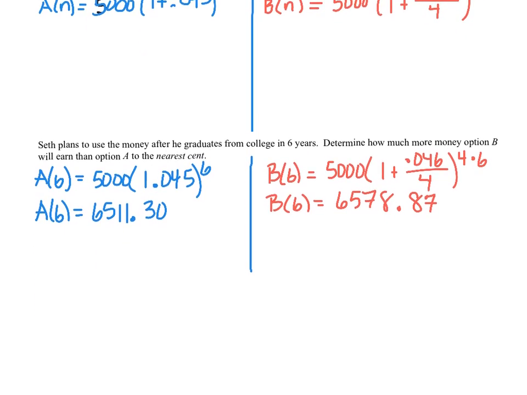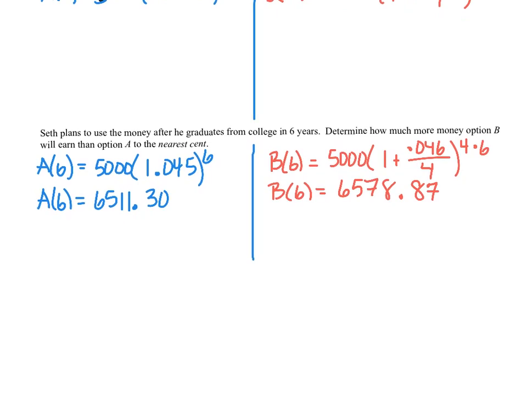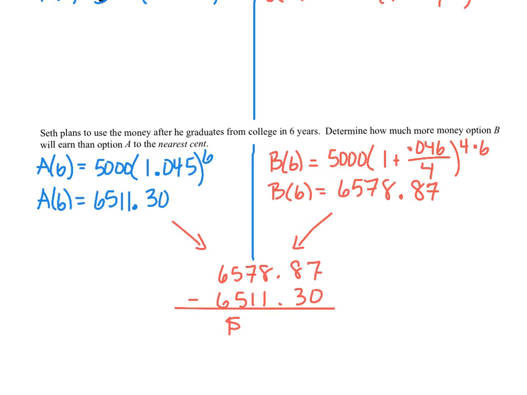Okay, so let's just squeeze this in here. Now they want to know how much more option B will give us than option A. So what we're going to do is take these two values and subtract them. $6,578.87 minus $6,511.30. So we have a difference of $67.57.